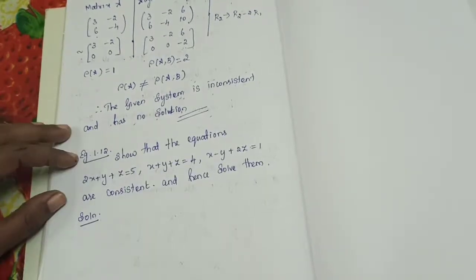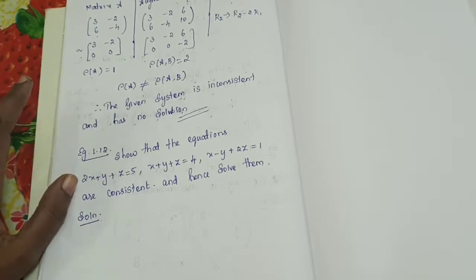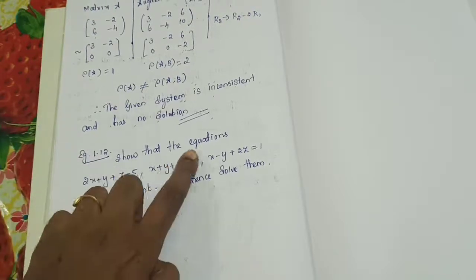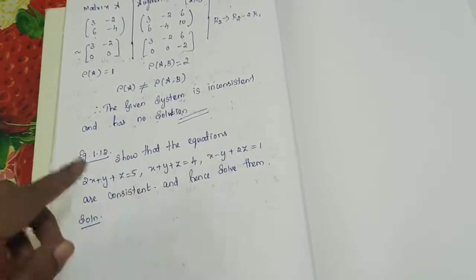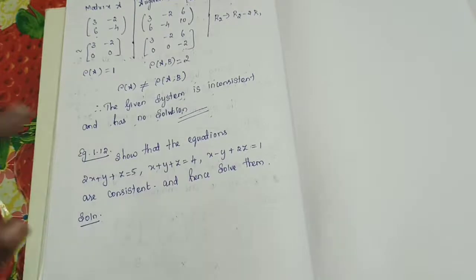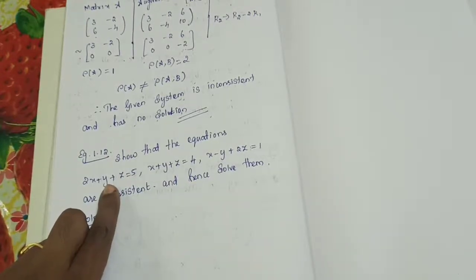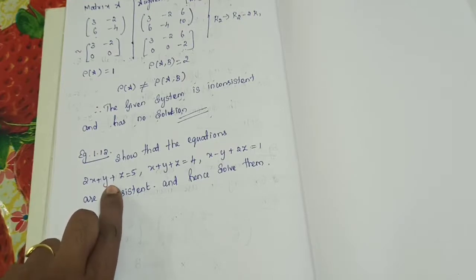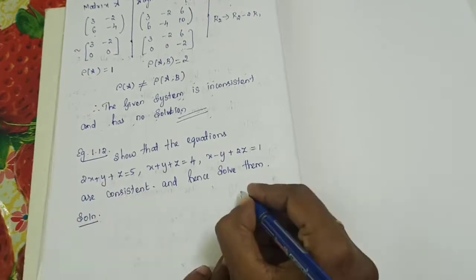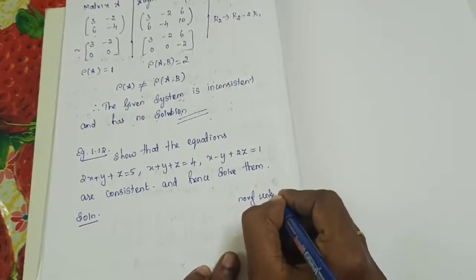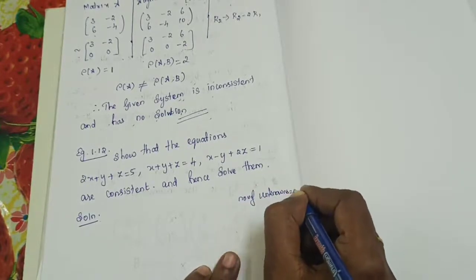Next question is example 1.12. Those 3 questions were 2 by 2 matrices. So this one is somewhat different. Show that the equations... sorry, 2 unknowns we have learned. This one has 3 unknowns. That's the difference. How many unknowns are there? 3 unknowns: x, y and z. So first itself you write it on the side: number of unknowns is equal to 3.